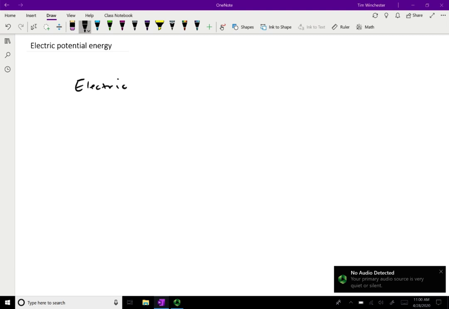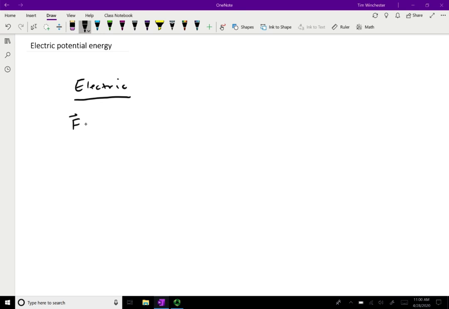So the defining property of electric forces so far has been Coulomb's law, which is F equals k q1 q2 over r squared r hat. Okay, and gravity had a really similar formula in Newton's law of universal gravitation: F equals G m1 m2 over r squared r hat.